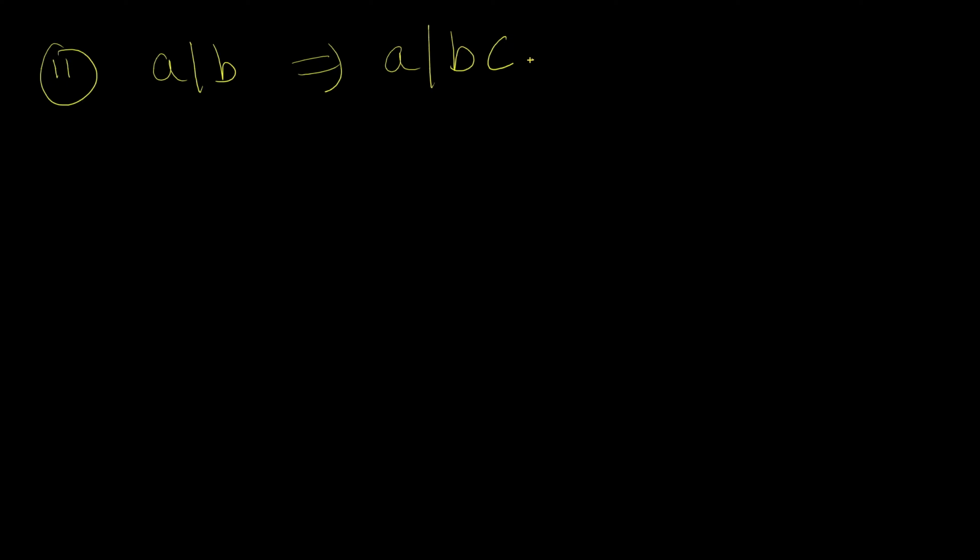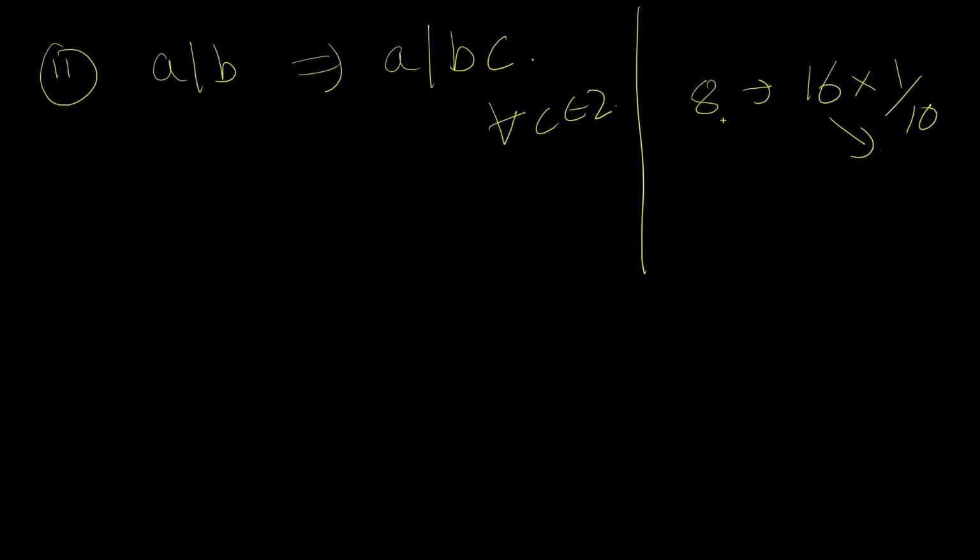Okay, so this is also pretty easy to prove. And for the same example, if 8 divides 16, 8 also divides any multiple of 16, right? It doesn't matter what I multiply 16 with, 8 would still divide it. And of course, this is only true for all C belongs to Z. Because if I start multiplying this with, let's say, 1 by 10, then the result would not be divisible by 8. So what I multiply it with must be an integer. Okay, so how to prove this? So quite similarly, as a matter of fact, A divides B would imply A times some constant K would be equal to B.